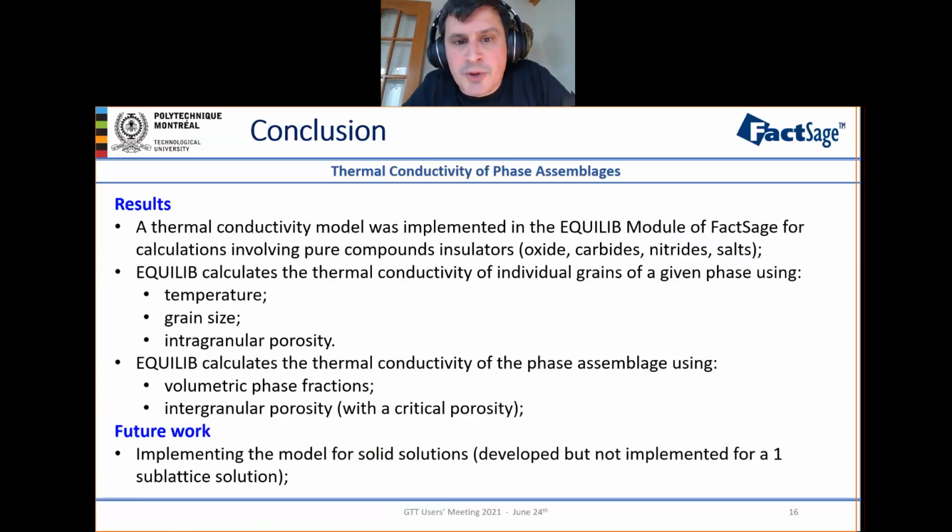the thermal conductivity model was implemented in the equilibrium module of FactSage for the calculation involving pure compound insulators. These are oxides, carbides, nitrides, fluorides, chlorides, some nitrates, and so on. Equilib permits the calculation of the individual grain thermal conductivities for the different phases as a function of the temperature, grain size, and intragranular porosity. However, the physprop DLL permits also the calculation of the phase assemblage.